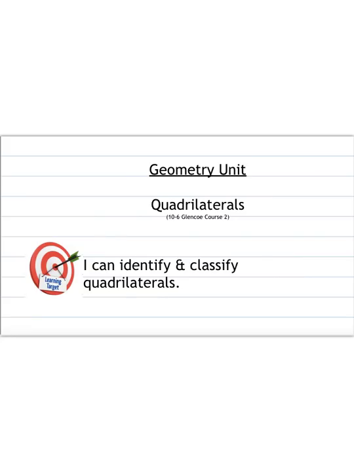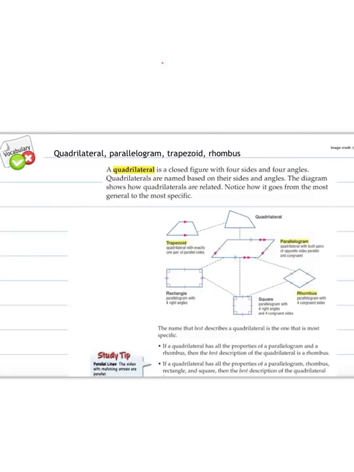All right, so that was all for triangles. Now we're on to quadrilaterals. This is 10-6, and our learning target is I can identify and classify quadrilaterals. All right, so again, some vocab for this section: quadrilateral, parallelogram, trapezoid, and rhombus.